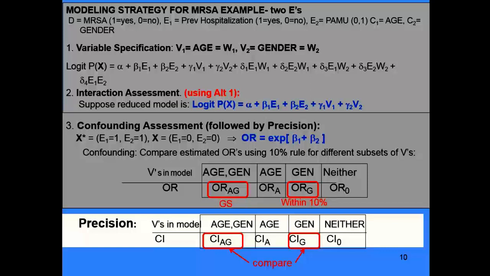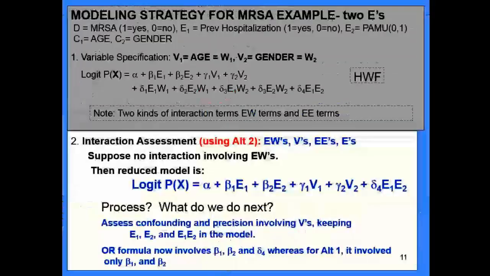Now, this is using alternative 1. What if you used alternative 2? I just described, I don't even know if you followed me on alternative 1, but let's look at alternative 2 here. Now, suppose we're doing alternative 2. So for alternative 2, we start with this model, same model that we started with.